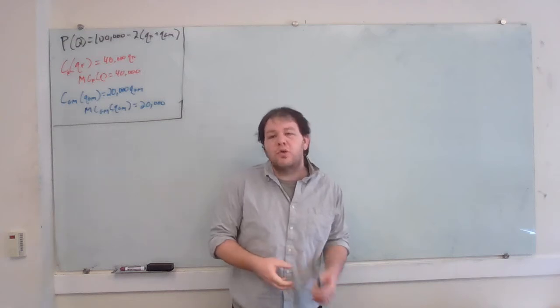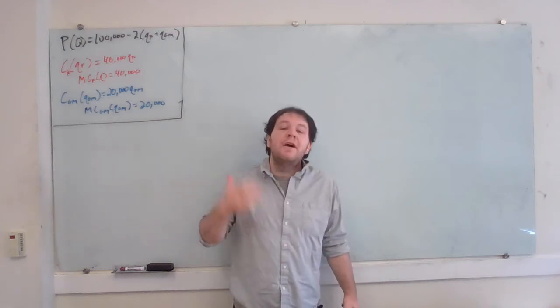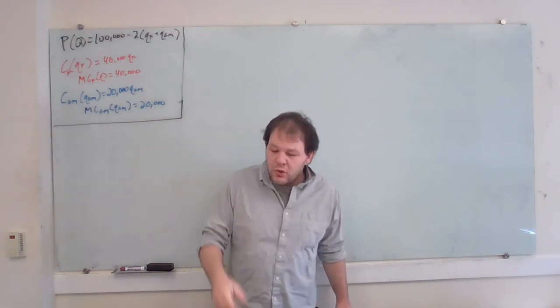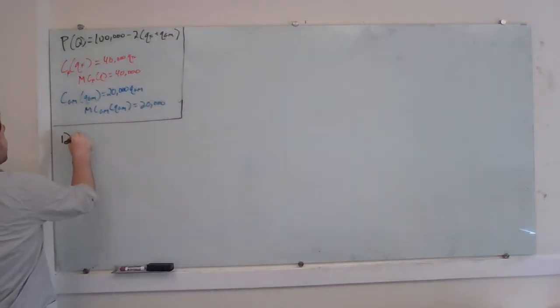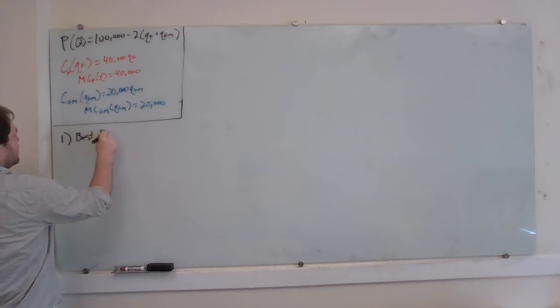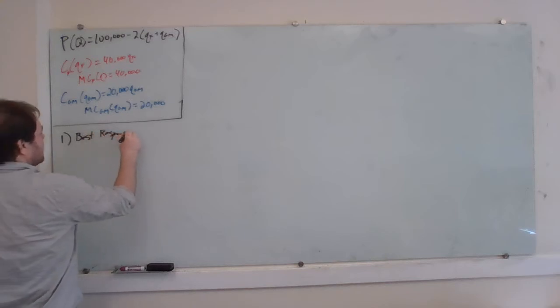Okay, so as you might remember, the way that we want to approach this problem is that first we're going to try to find the best response functions for each of the two companies. So our first step is going to be best response from each company.